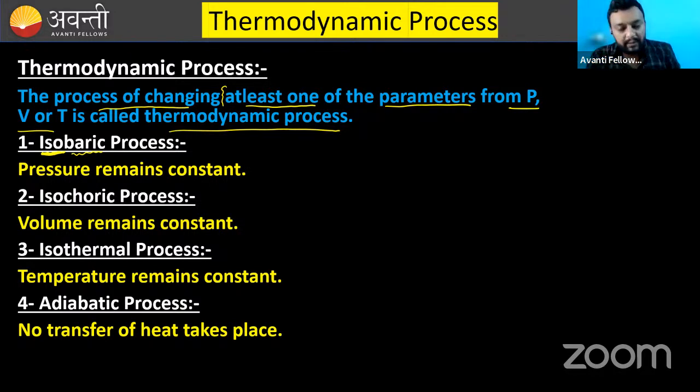Thermodynamic variables: pressure, volume, temperature. If you can change any of these, at least one of them, then it is known as a thermodynamic process. Thermodynamic processes are basically of four types, on your screen. Moving further.